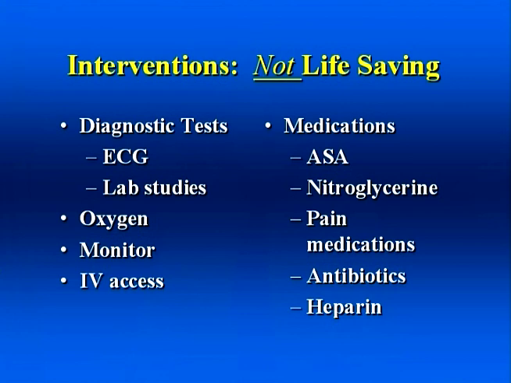There are many interventions that may be performed routinely in the emergency department for diagnostic and therapeutic purposes that are not life-saving. These include diagnostic tests such as an ECG, lab studies, administration of supplemental oxygen, placing the patient on a cardiac monitor, obtaining IV access, and the administration of medications that are important but not immediately life-saving. These may include aspirin, nitroglycerin, pain medications, antibiotics, and heparin. These interventions are not considered life-saving and do not meet level 1 criteria.